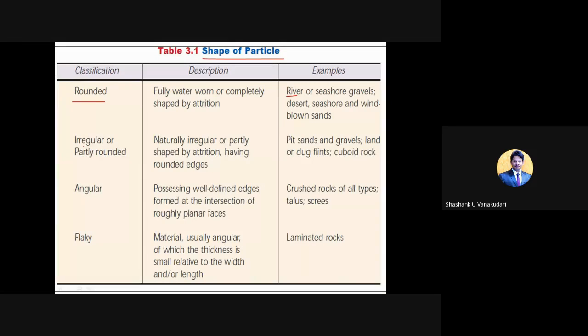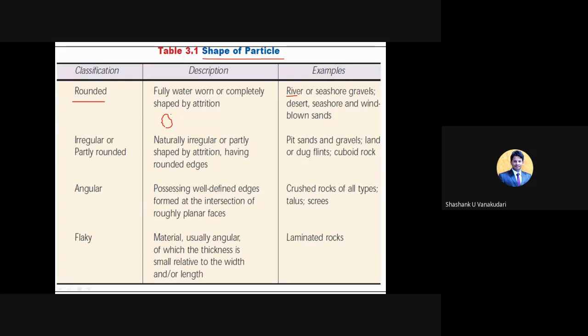And then irregular or partly rounded. Irregular in the sense it won't have any proper shape. The structures will be irregular, naturally irregular or partly shaped by attrition, that is, having rounded edges. These rounded edges of the aggregates won't have proper bonding between the aggregates.